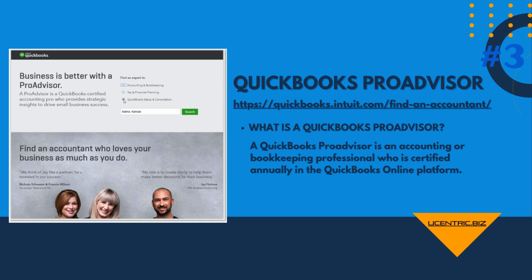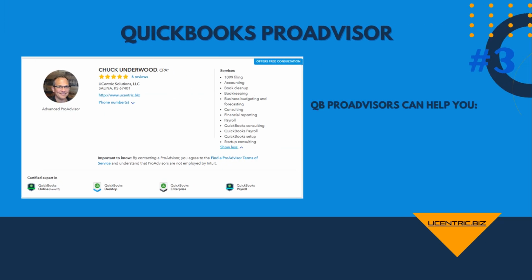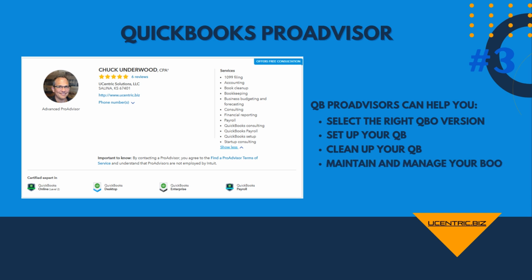And what they have done is they have put out a website, and it's noted on the right side of the page here, to allow you to find somebody that's in your area, and it also provides a listing of the types of skills and experience that they may have. And I'll show you mine in just a moment. So they can help you do a number of different things. They can help you select the right QuickBooks Online version. They can help you set it up. If you already have QuickBooks Online and you've been having problems getting it set up, they can help you clean things up. And they can help you maintain and or manage your books.